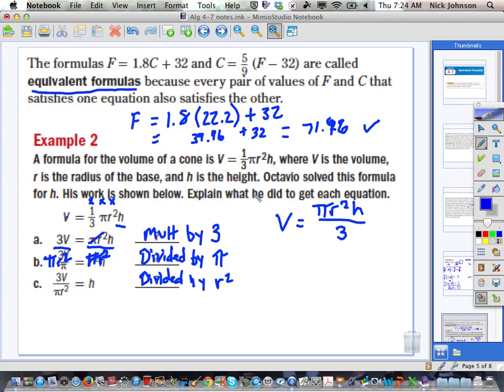Remember, solving for a variable just means get that variable by itself. It doesn't matter that these variables aren't numbers. Okay? Leave them as variables. It's fine. That's what a lot of times kids struggle with.